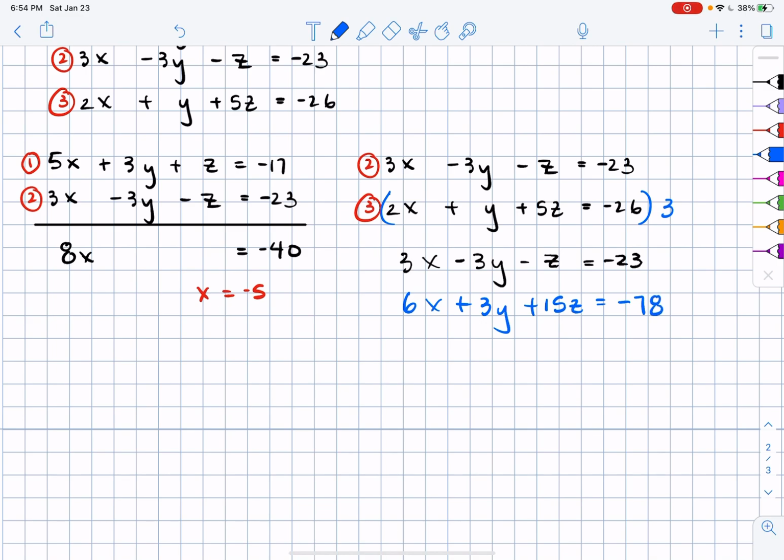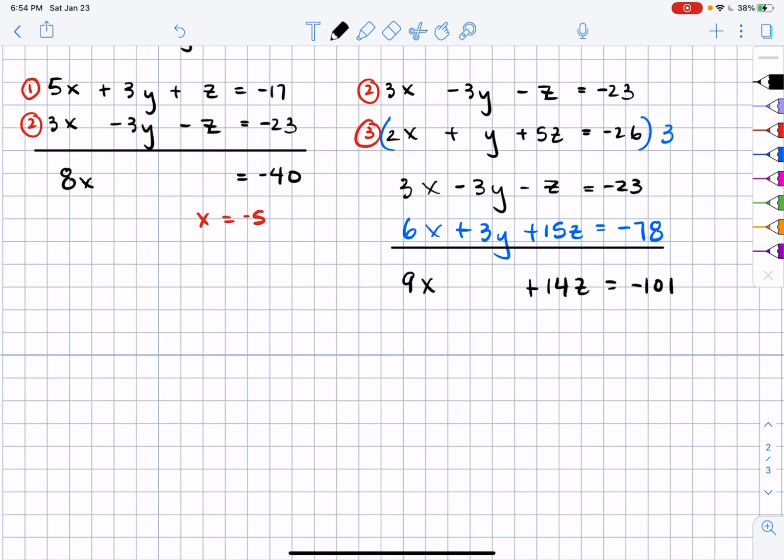Okay, all right, so we've got to add these two together. So I'm going to get 9x plus 14z is equal to negative 101. Okay, so there's my equation that I'm used to. Since I already got the x, I'm just going to plug that x right in there.